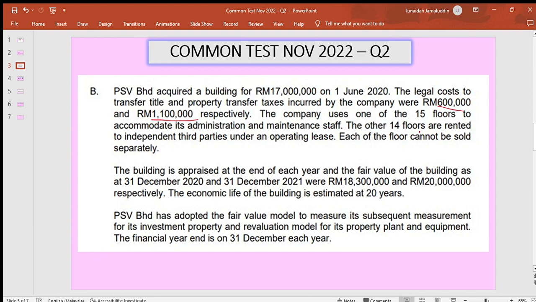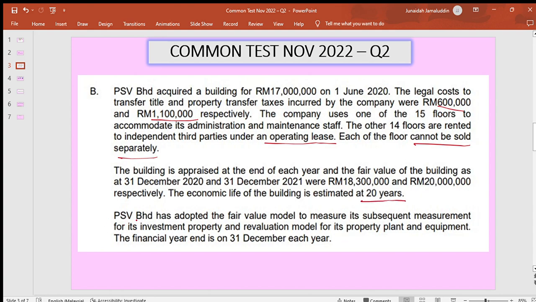Okay, the other 14 floors are rented to independent third parties under operating lease. Right? Each of the floors cannot be sold separately. Okay. And the building is appraised at the end of each year, and the fair value of the building as at 31st December 2020 and 31st December 2021 were 18,300,000 and 20 million respectively. Right? The economic life of the building is estimated at 20 years.